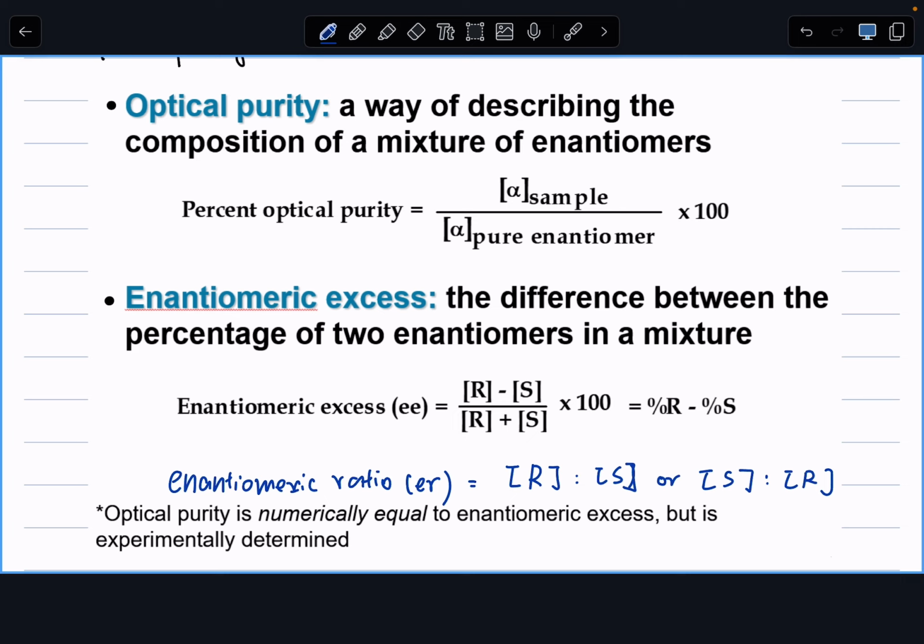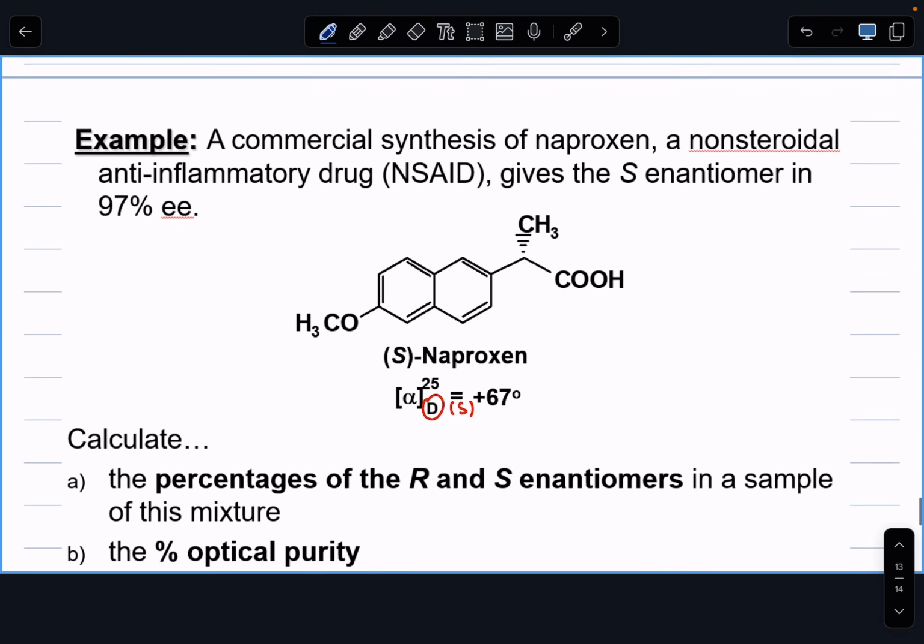Any questions before we move on to examples? And let's do one example together and see how we apply it in real life.